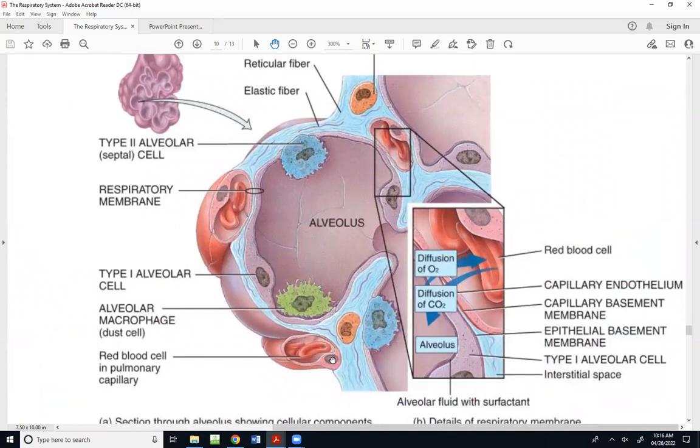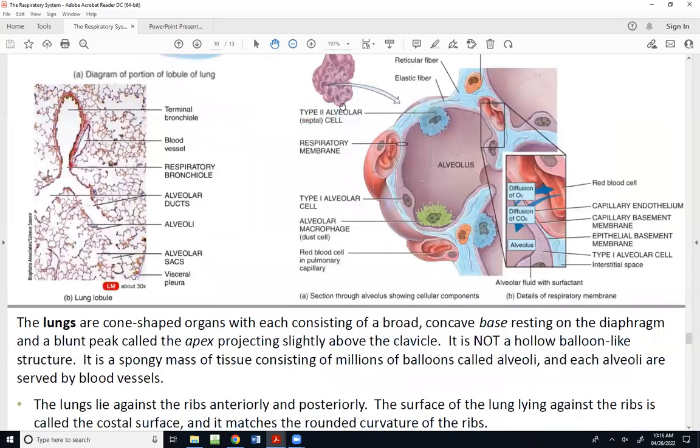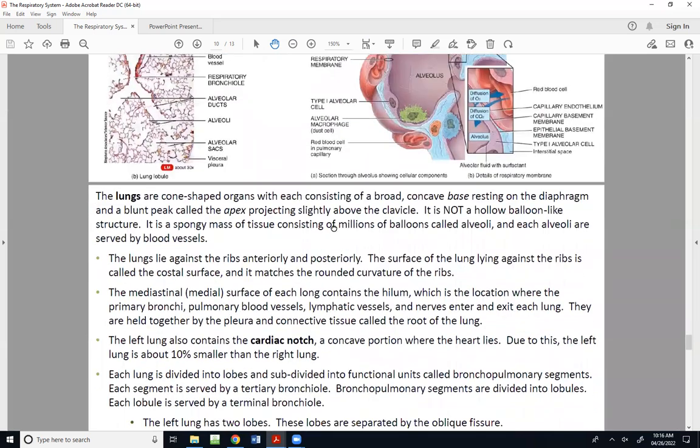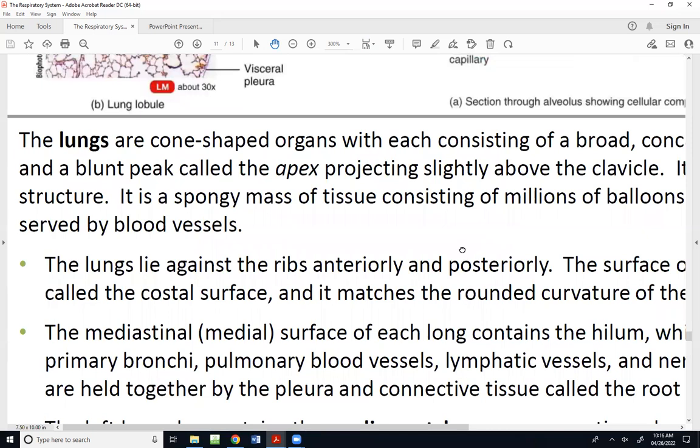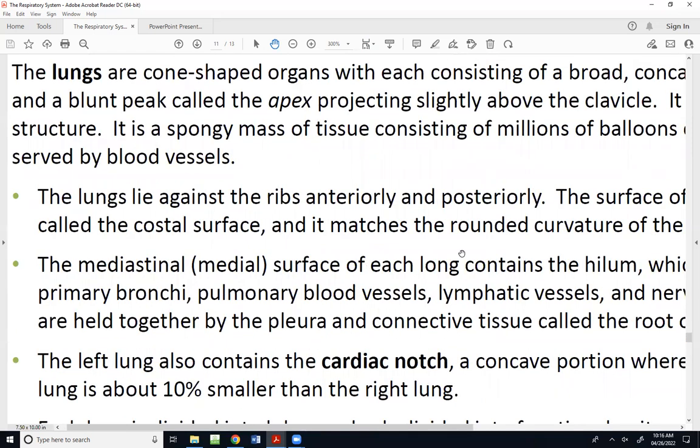As far as this image goes, I would say pretty much everything that's capitalized is what you need to know. So the type 2 cell, the respiratory membrane, the type 1 cell, alveolar macrophage, and then these 4 things that are part of the respiratory membrane that are zoomed in on the far right. Now, it's important to understand that your lungs are not at all like an empty sac, not at all like an empty balloon. They're more like a sponge. Let's talk about our lungs.